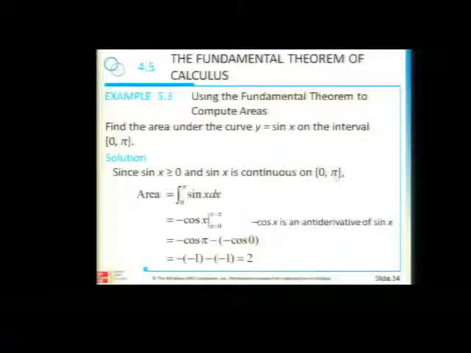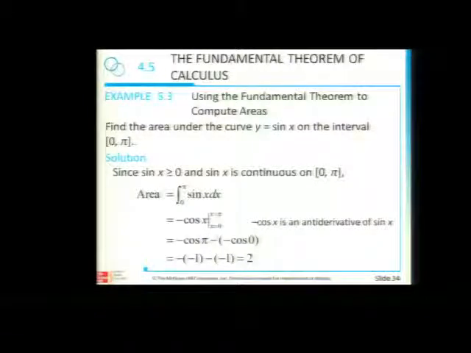Obviously, from 0 to pi, the function sine x is continuous. Well, sine x is continuous everywhere anyway. Yeah? So, by definition, the definite integral of sine x from 0 to pi represents the area under the curve from 0 to pi. So to work out the area, we can apply the fundamental theorem. Okay? So we just integrate sine x. You do that, you get minus cosine x.